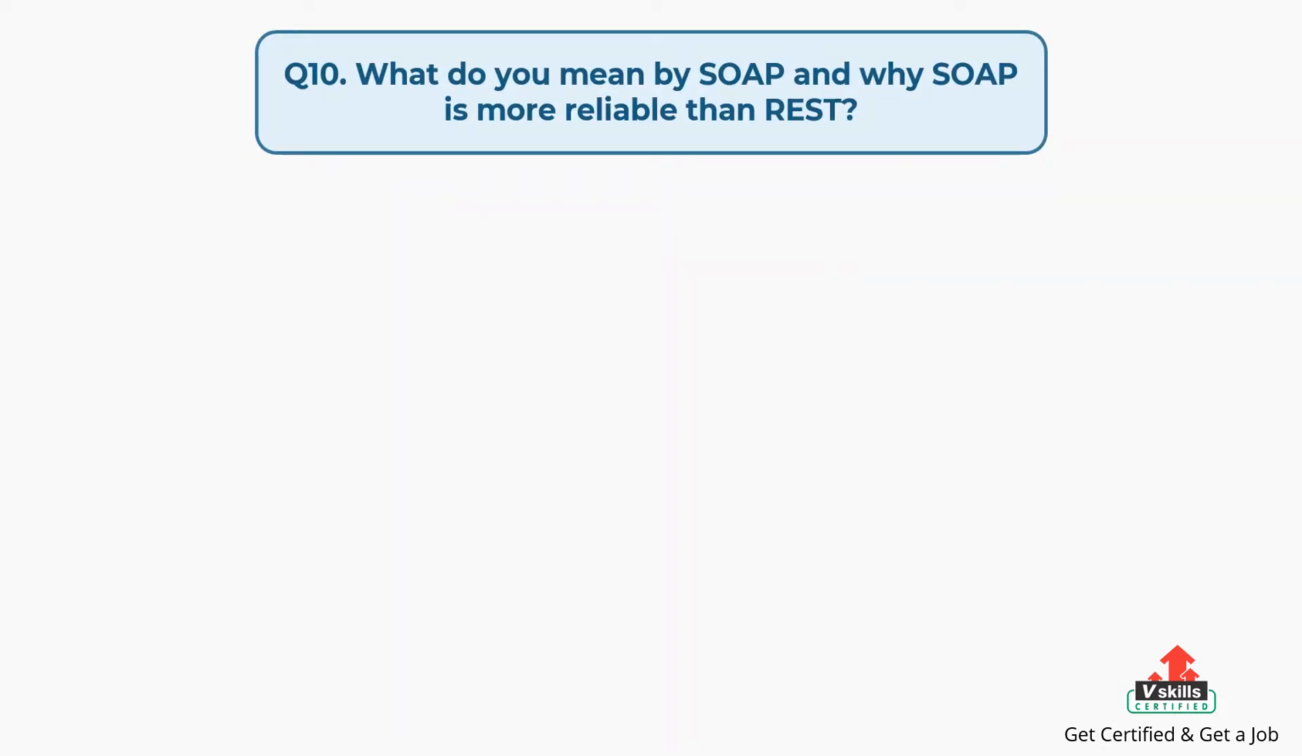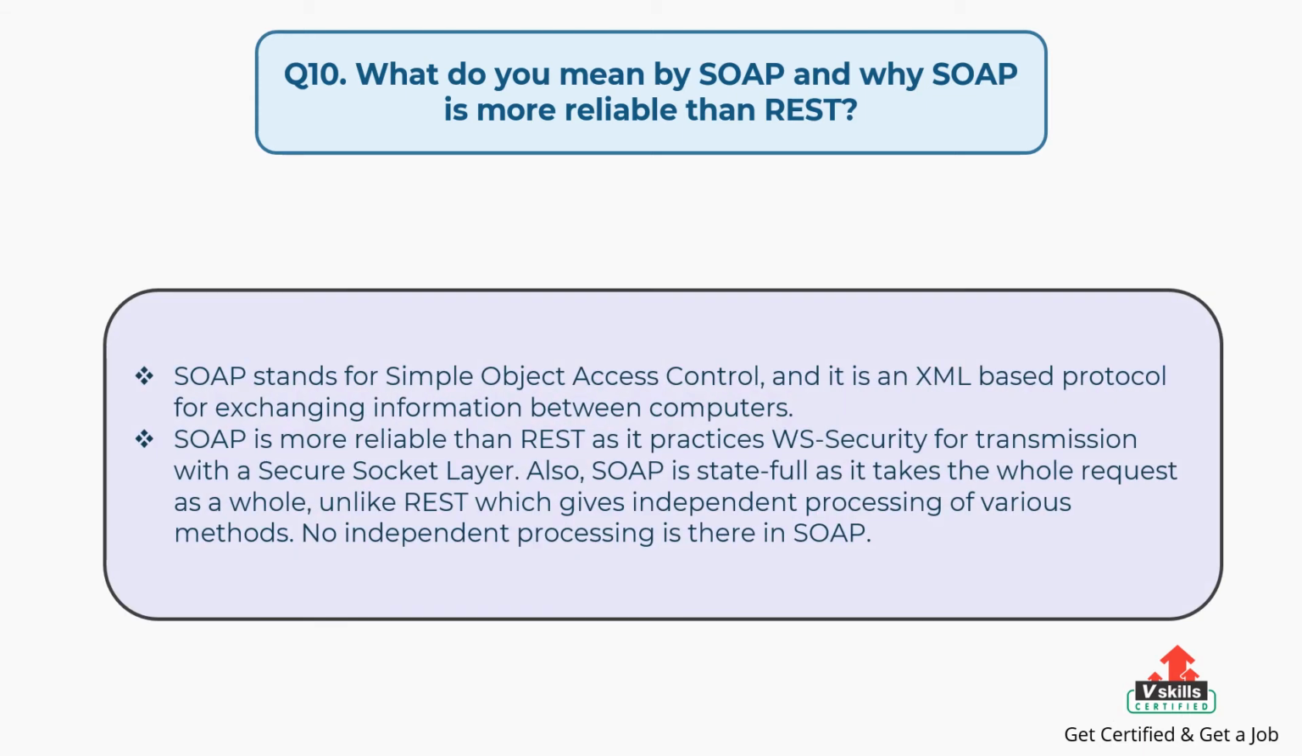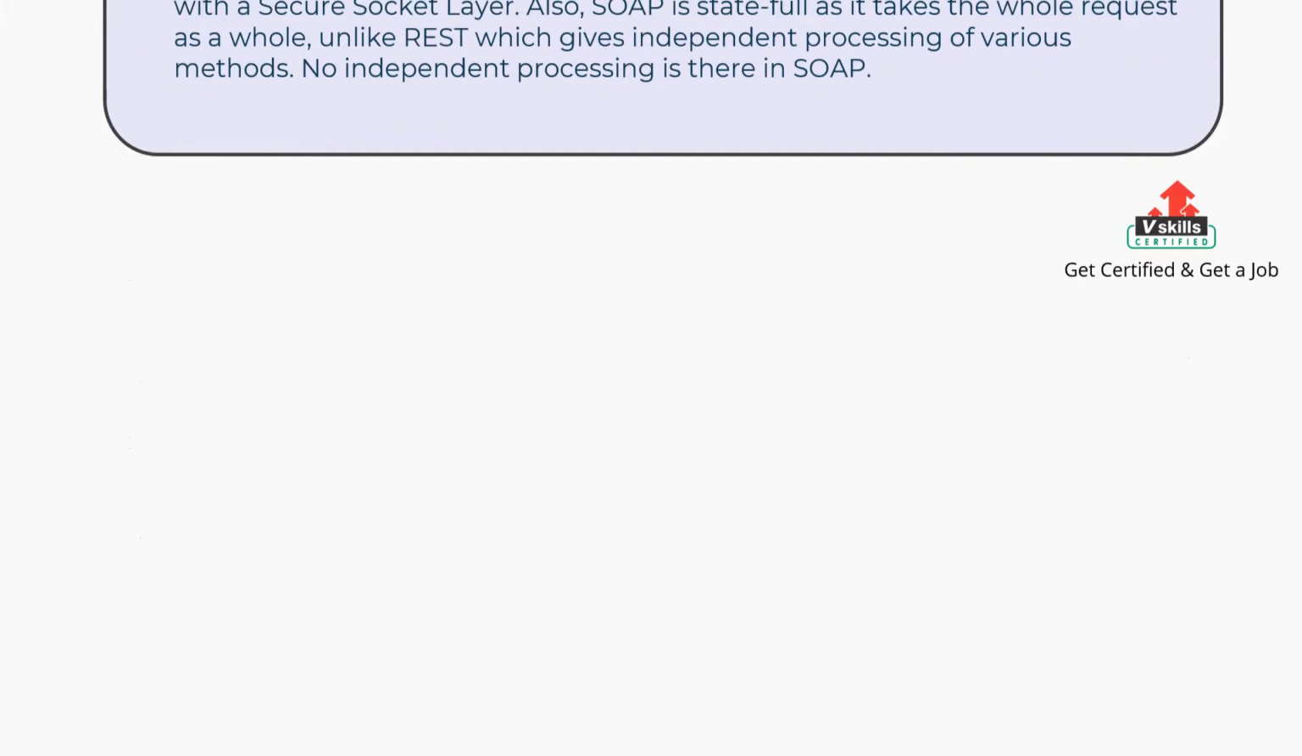Question number 10. What do you mean by SOAP and why SOAP is more reliable than REST? The answer is SOAP stands for Simple Object Access Protocol, and it is an XML-based protocol for exchanging information between computers. SOAP is more reliable than REST as it practices WS security for transmission with a secure socket layer. Also, SOAP is stateful as it takes the whole request as a whole, unlike REST which gives independent processing of various methods. No independent processing is there in SOAP.